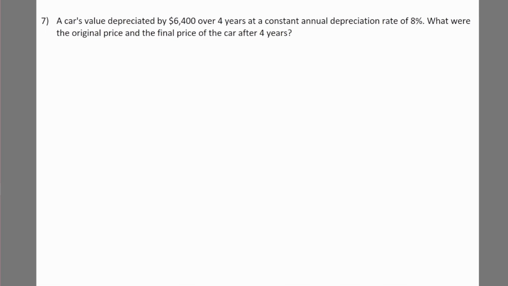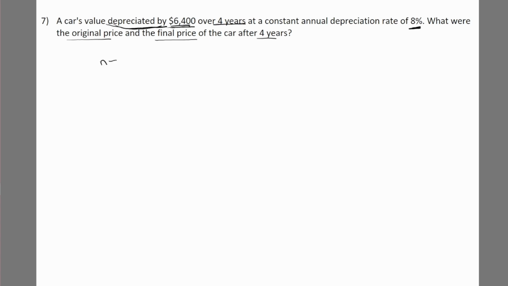A car's value depreciated by 6,400 over 4 years at a constant annual depreciation rate of 8%. What were the original price and the final price of the car after 4 years? So we have two unknowns here. We don't know the original price or the final, but what we do know is that the car depreciated by 6,400. So this isn't the final or the current price of the car. This is how much it depreciated by.